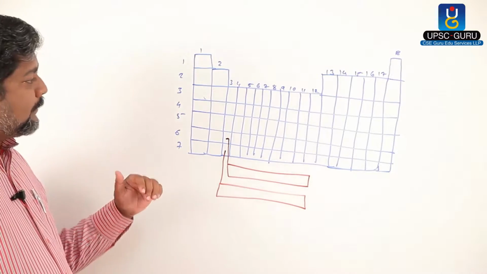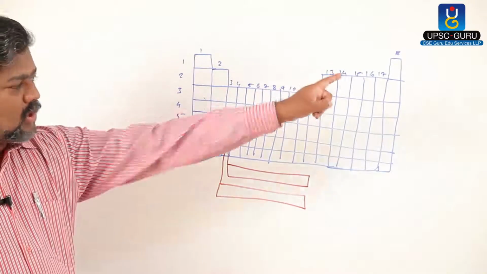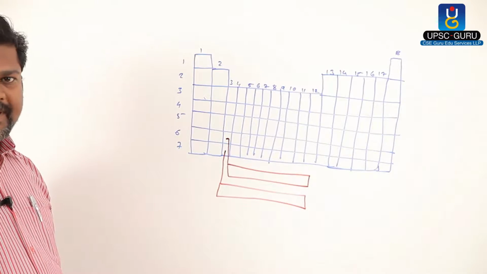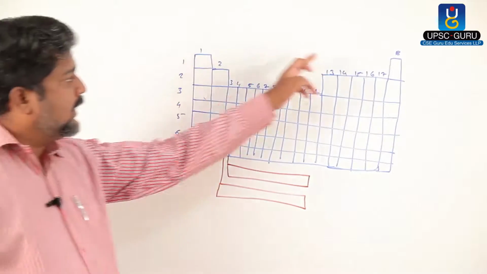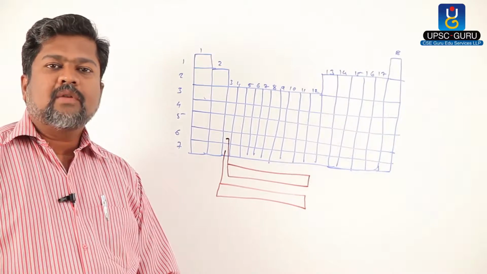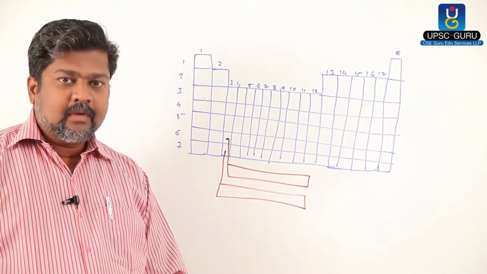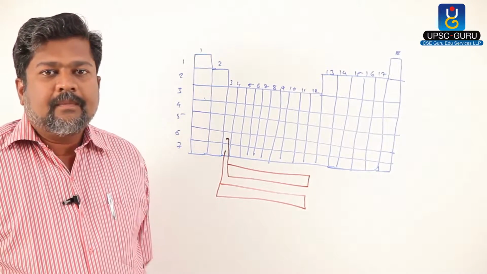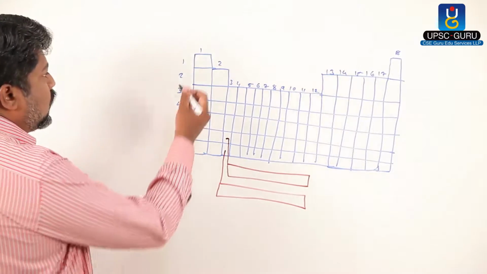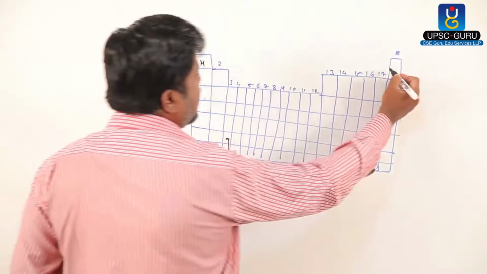Now we are talking about these horizontal rows. This is the first period. In the first period, there are only two elements, therefore it is called a short period. For example, the elements are only two, hydrogen and helium.